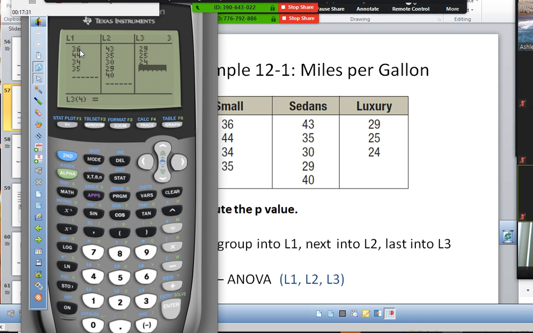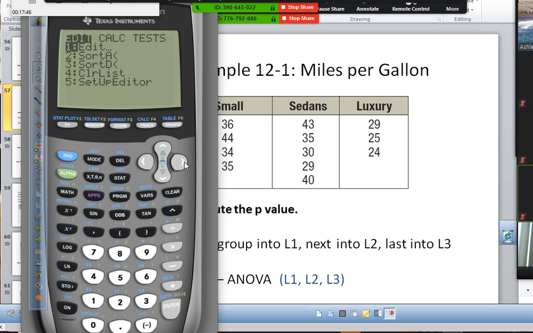So then double check your data. 36, 44, 34, 35, 43, 35, 30, 29, 40. Yep, okay, good. Now I have my three lists. They're not the same length. That's okay. Stat, test, and then go up one. Go up because at the very bottom is ANOVA. There it is right there.